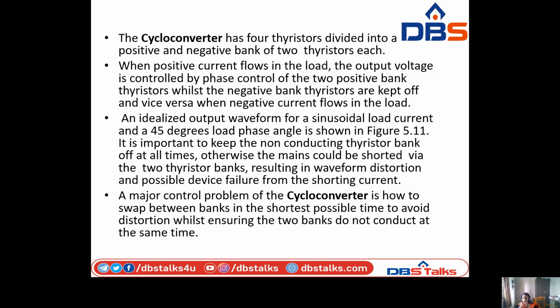So the cycloconverter controls an output frequency that is one third of the input frequency. Next, the cycloconverter has four thyristors divided into a positive and a negative bank of two thyristors each.